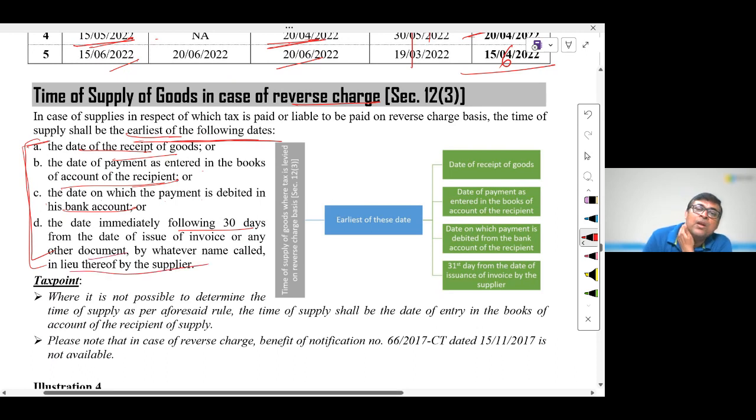In short, when you receive the goods, when your payment is entered in the books of accounts, when your payment is debited in the bank, and the 31st day from the date of issuance of invoice, whichever is earlier, should be considered as the time of supply of goods in case of reverse charge.